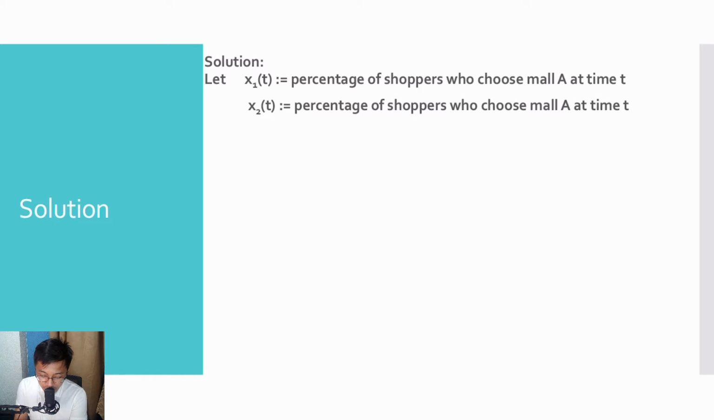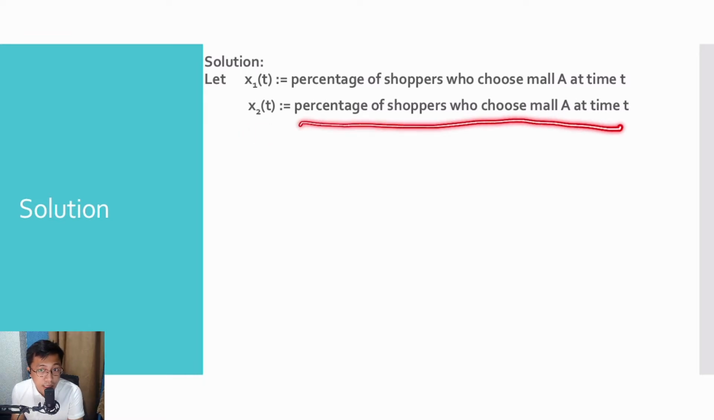Now let's proceed. For the solution, we have these defined state variables. We define x sub 1 of t as the percentage of the shoppers who choose Mall A at time t, and then we define x sub 2 of t as the percentage of shoppers who choose Mall B at time t.